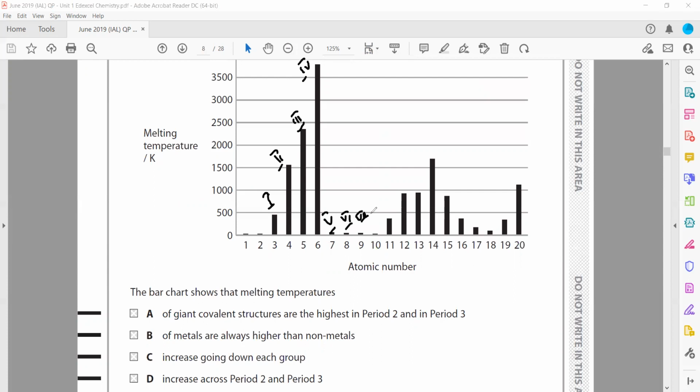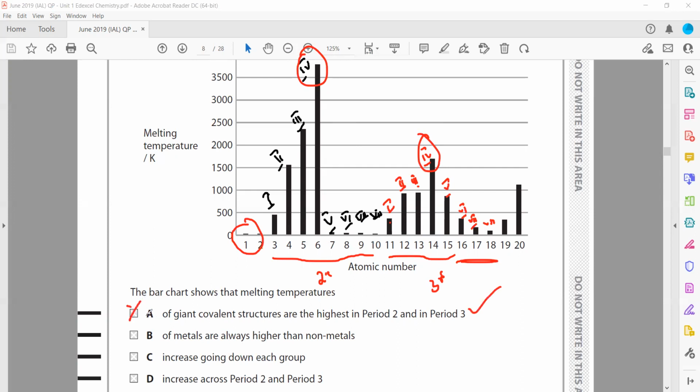6, 7, and 8. And then this is period 1, because hydrogen and helium are period 1, and then from 3 to 10, that is period 2, the second period. And then from 11, group 1 again, group 2, group 3, group 4, group 5, group 6, group 7, and group 8. So till here, the third period. So you can see group 4 elements occupy the highest because they have giant structures. So giant covalent structures are the highest in period 2 and period 3. So that's why A is the right answer.